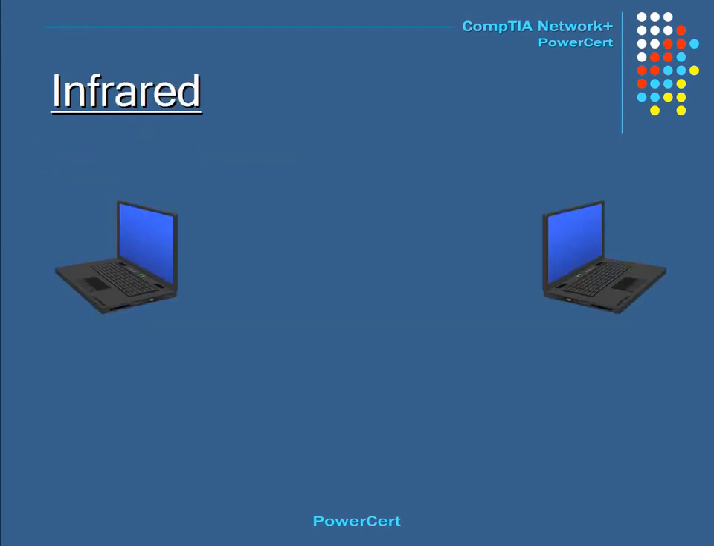Infrared is a technology that was developed by IRDA, which stands for the Infrared Data Association. The term infrared actually means below red. It's a wireless technology where data is transmitted in rays of light rather than using radio waves. Many companies have now utilized this technology to transmit and receive data in their products.